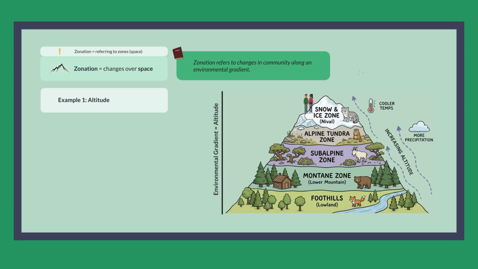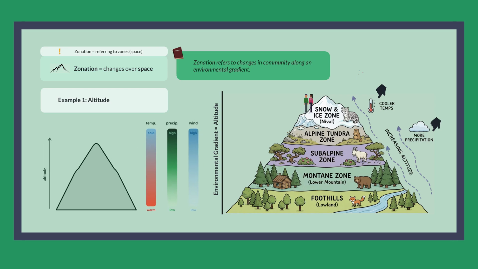Of course, it is not altitude itself that is directly changing the community. What is actually happening is that as you go higher, the abiotic factors shift, meaning it gets colder, precipitation changes, and wind may increase. Those are things that actually determine which species can survive where. So, altitude is not the cause of those changes, but it is what you are moving along as you observe those changes. In other words, the environmental gradient.